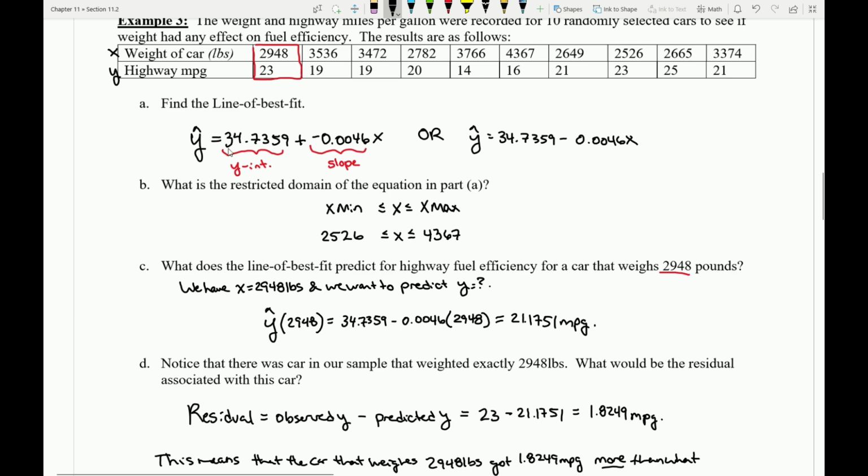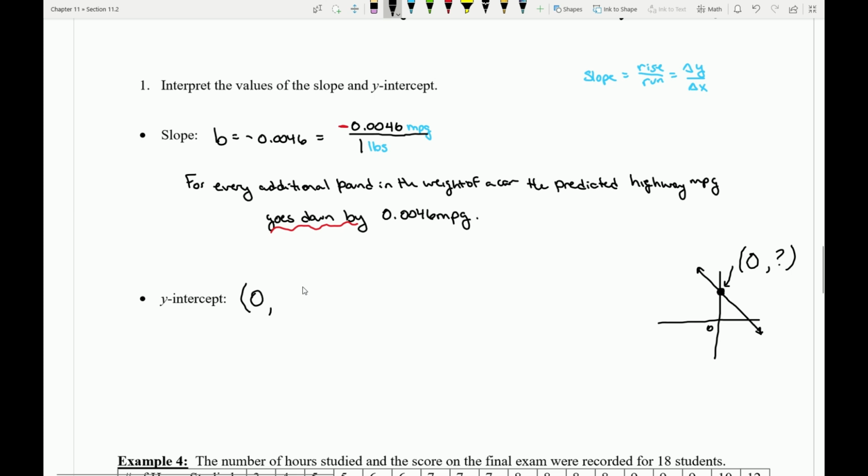34.7359. So this here is my y-intercept, and if I want to interpret it, it's really easy. I just keep in mind that I have a value of x at the start, and a value of y over here. And I can almost just write a sentence every time that looks something like the following.